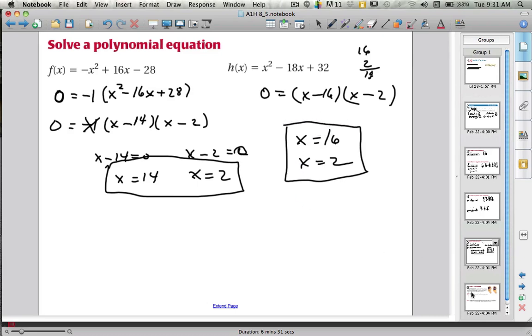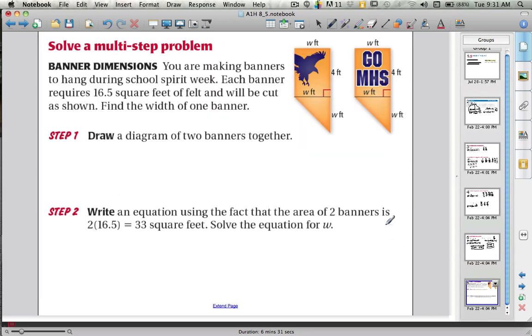If we take a look at this in a real-world context, we're going to be making these banners. So we're making banners to hang in the school during Spirit Week. And each banner has 16.5 square feet of felt, and they're cutting them like this. And you can see that these are both the same shape. And in fact, if I rotate them, I can put them together to make one big long rectangle.